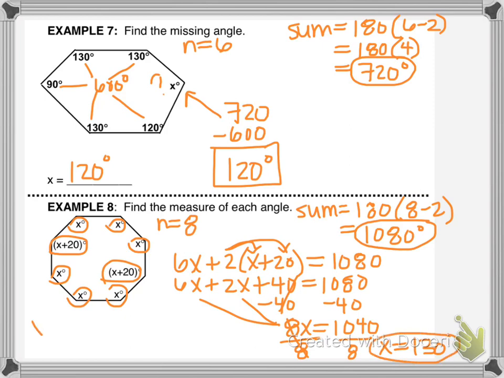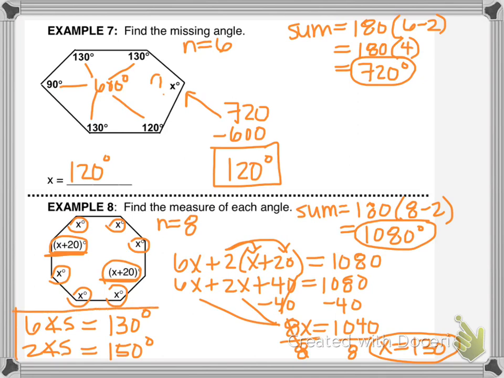So let's write it like this. 6 angles equal 130 degrees. Now the 2 angle measures that are x plus 20 are just going to be the 130 plus 20, which are 150 degrees. And we have 2 of those angles. So remember, there's 8 angles altogether. 6 of them equal 130 degrees. 2 of them equal 150 degrees.